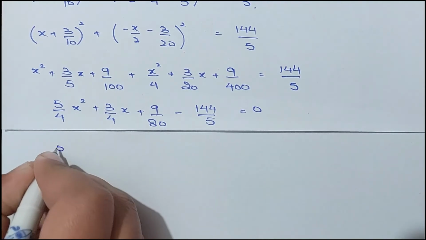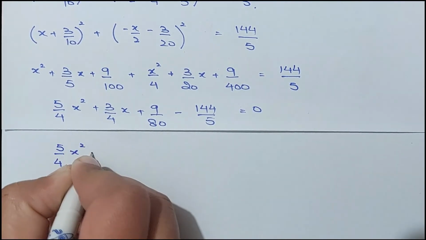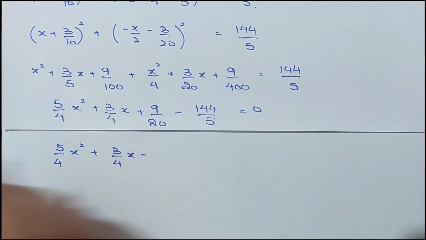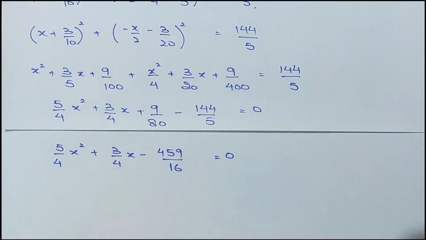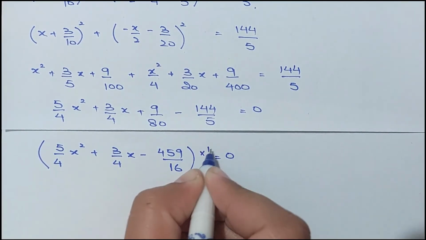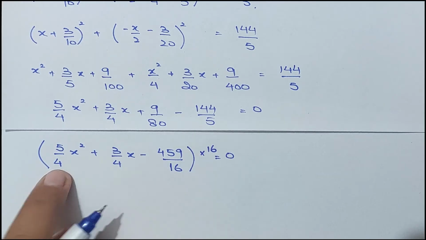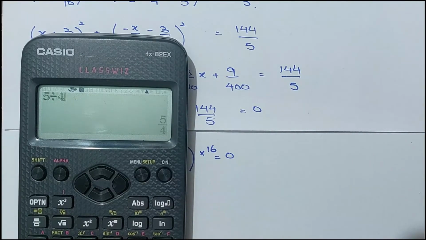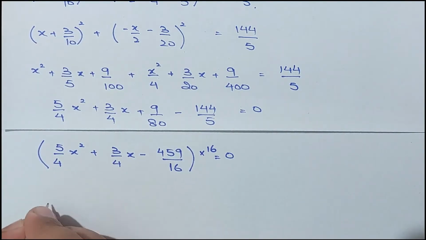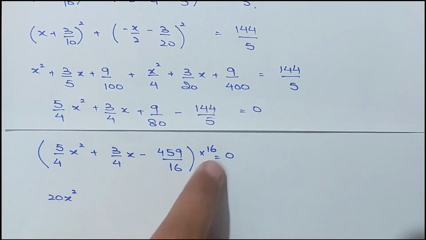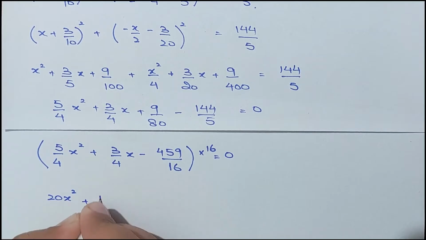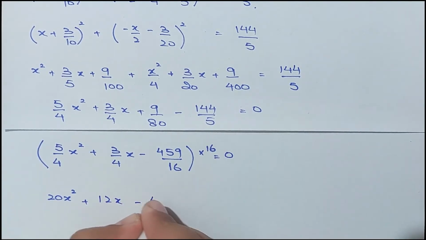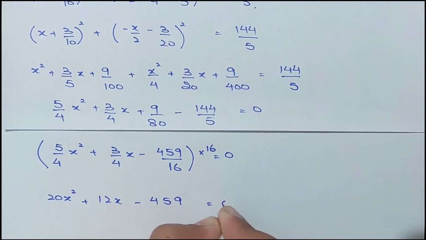Let me simplify this further. This is 5 by 4 x square plus 3 by 4 x minus 459 over 16 equals 0, right? So let me multiply this equation by 16 to get rid of this fraction. 5 by 4 times 16 is 20. So the x square coefficient is 20. 3 by 4 times 16 is 12. And the 16 and 16 cancel, minus 459 equals 0.